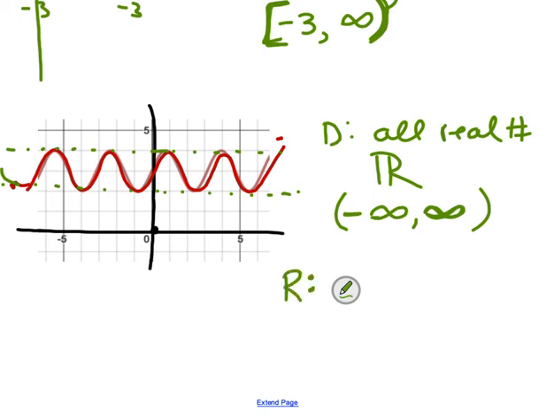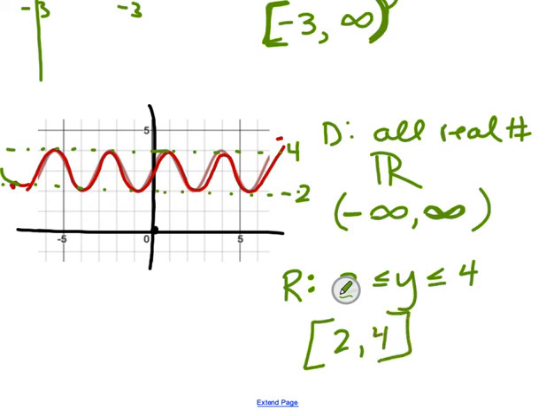Where the range does have a limit. It looks like the lowest it gets is 2, the highest it gets is 4. So you could write it where y is greater than or equal to 2, but less than or equal to 4. I personally prefer that bracket. You need the strong square brackets because it's not going to go below 2 or above 4, but you can choose what you prefer. Okay?